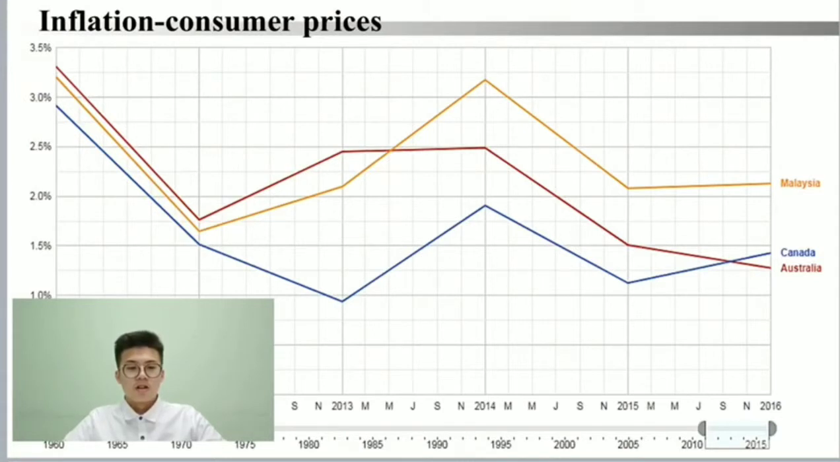Inflation is a condition where items, goods, and services become more expensive as time progresses. The inflation rate shows the percentage change in CPI. The higher the rate, the more the cost of living of the people in the country increases.